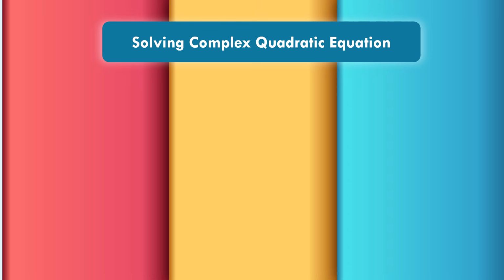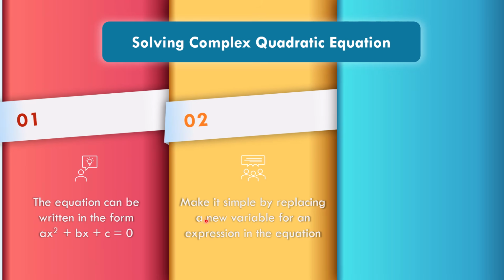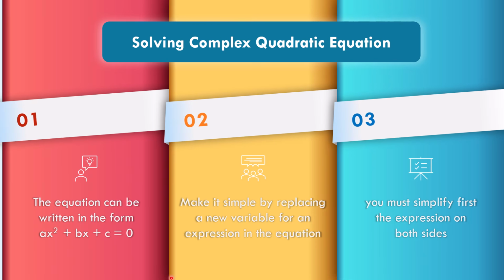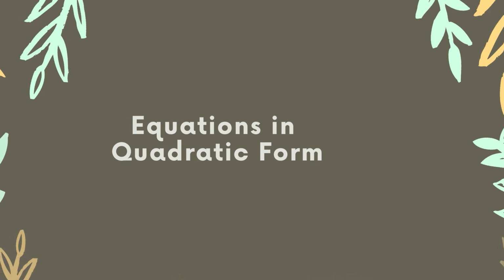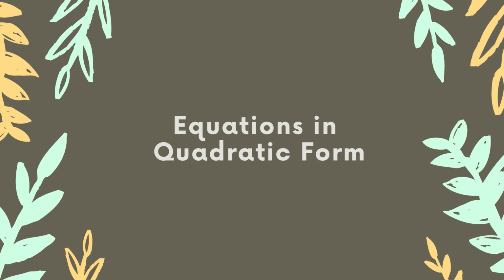What are the different steps in solving a complex quadratic equation? First, the equation can be written in the form ax squared plus bx plus c equals 0. Second step, make it simple by replacing an expression in the equation with a new variable. Third step, you must first simplify the expression on both sides. Our lesson is about equations in quadratic form.